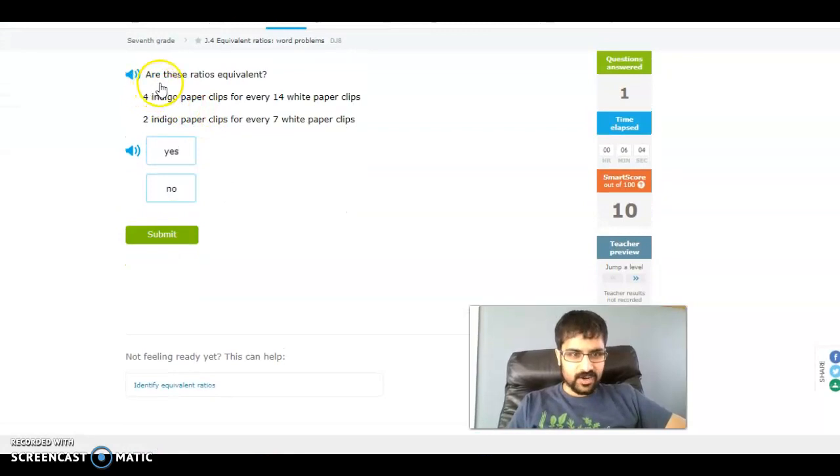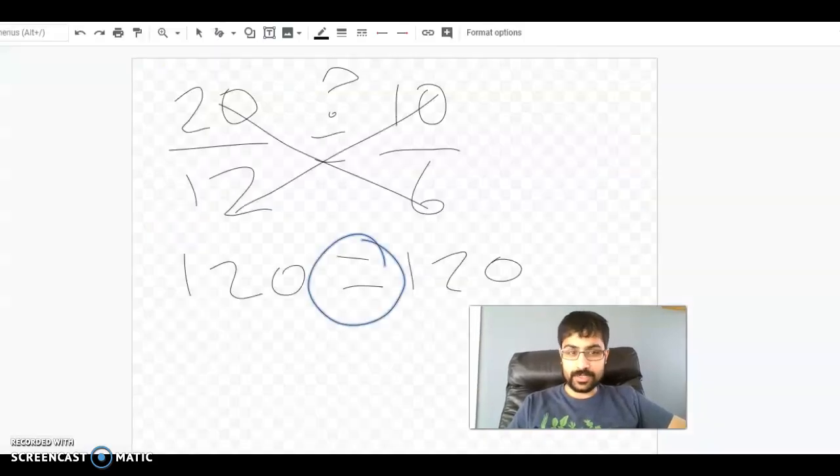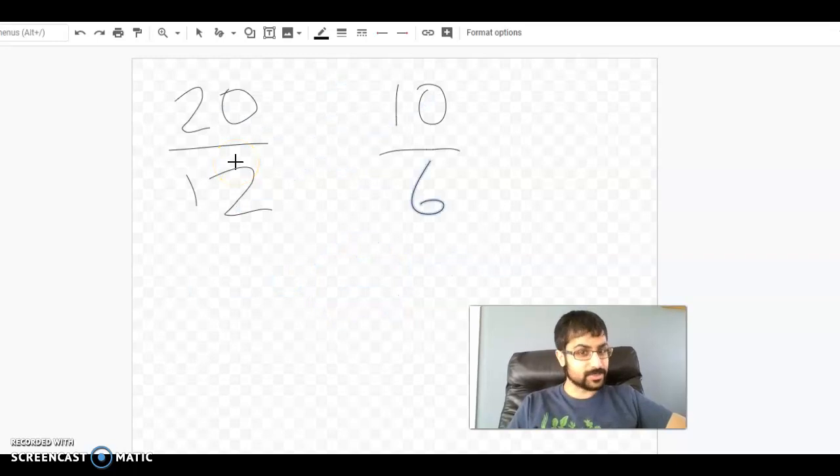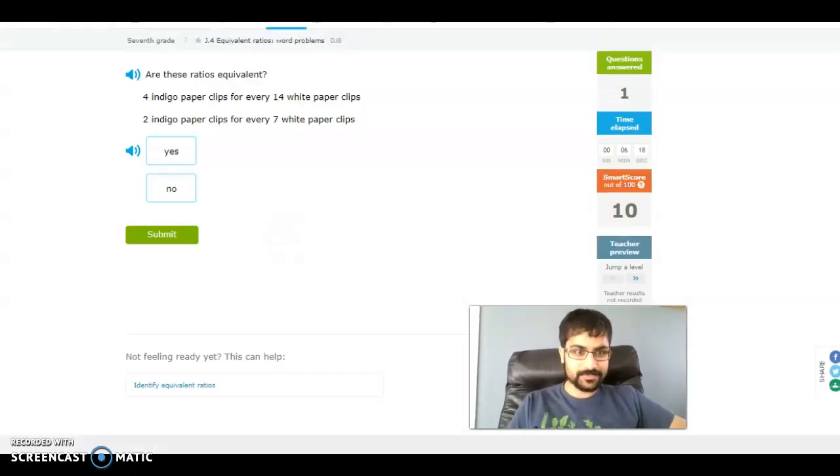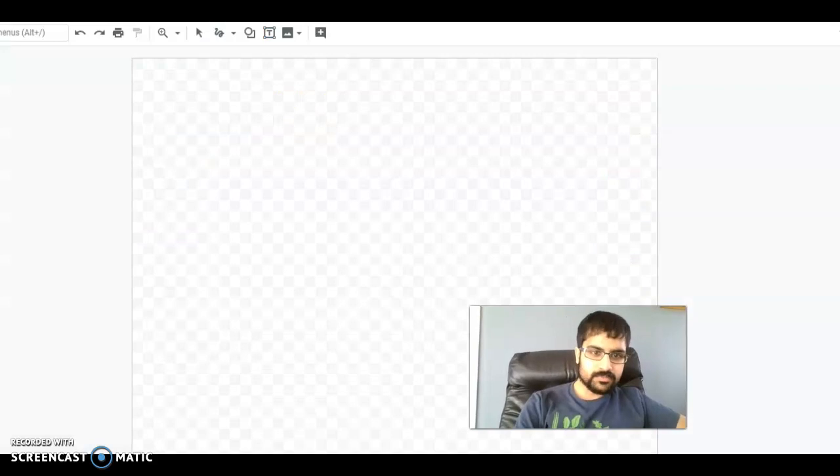Alright, let's look again. Are these ratios equivalent? 4 indigo paper clips for every 14 white paper clips. If you're ever in the Michaels or Hobby Lobby and buying indigo versus white paper clips, it's super important to know whether they are indigo or white and what the ratio is. So, the next one is 2 indigo paper clips for every 7 white paper clips. Indigo is a beautiful color. It's kind of like a dark blue.